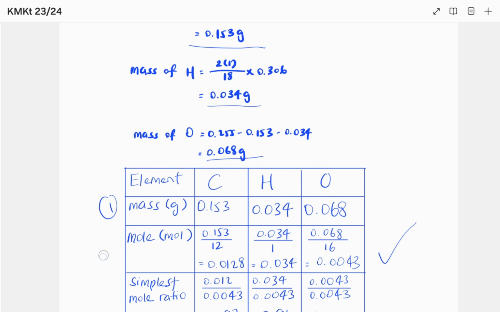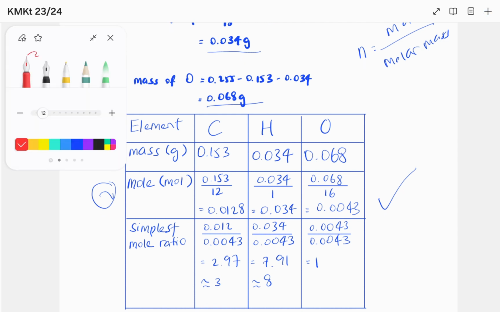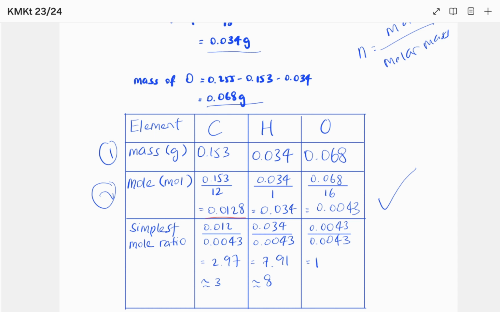So the second step is to find the mole of each element. So to find the mole of each element, we will use the formula n equals mass divided by molar mass. So by using the formula, we will get the mole of carbon is 0.0128 mole. And then for hydrogen we will get 0.034 mole, and for oxygen we will get 0.0043 mole. So we are done for our second step.